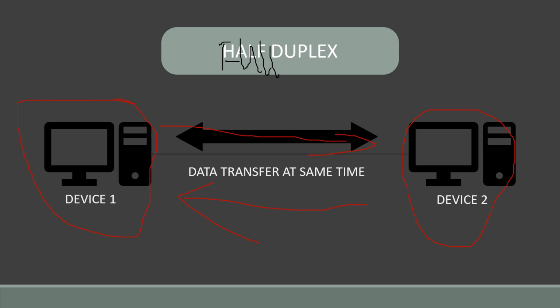Use cases of full duplex are in modern computer networks, Ethernet connections, and internet communications, where real-time exchange of data is crucial. Now talking about the advantages of full duplex, it is ideal for applications requiring real-time exchange of data.